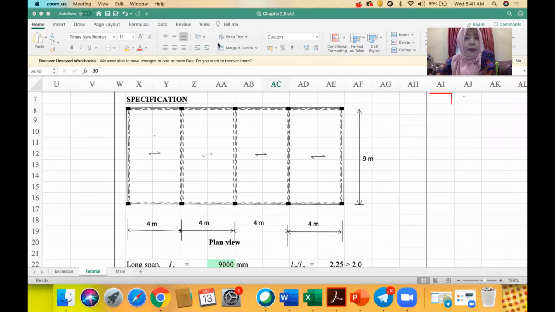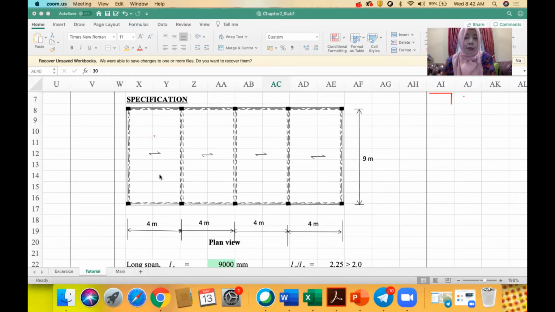Okay, look at the plan. Now we have panels P1, P2, P3, and P4, so 4 panels surrounded by the beam. So this is the beam.